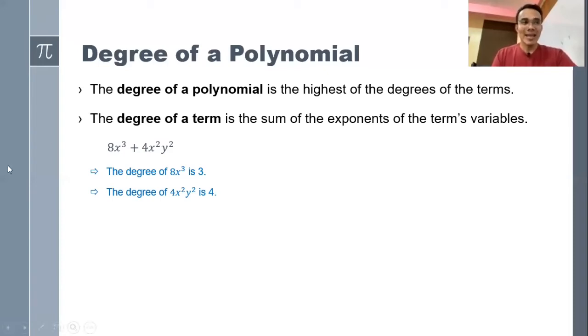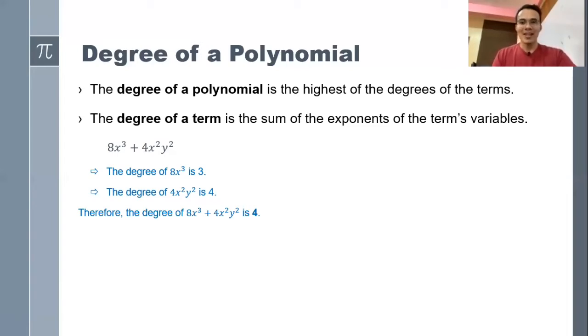Now, to get the degree of this polynomial, we have to get the highest degree. And the highest degree is 4. Therefore, the degree of 8x cubed plus 4x squared y squared is 4. It's not 3, it's 4.